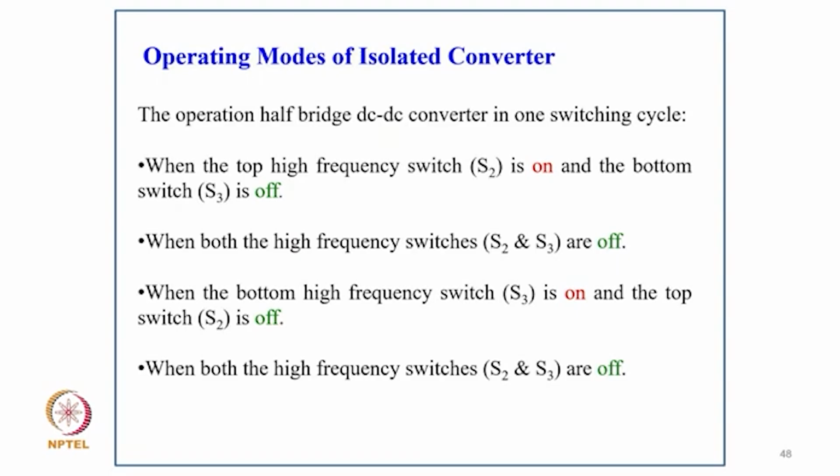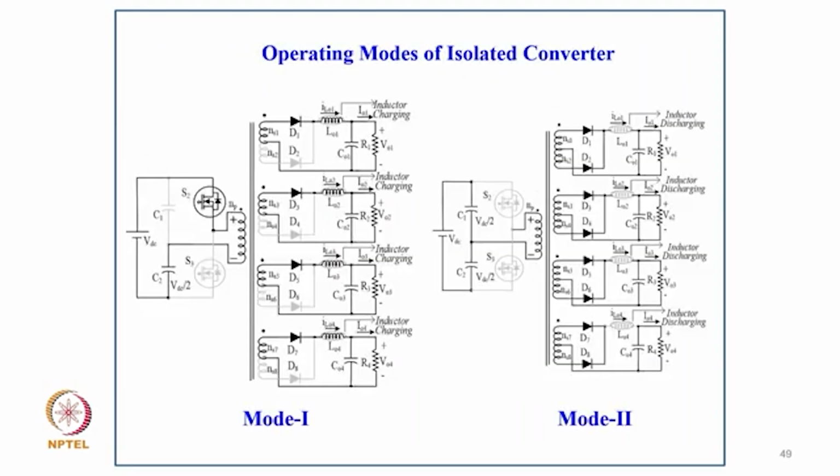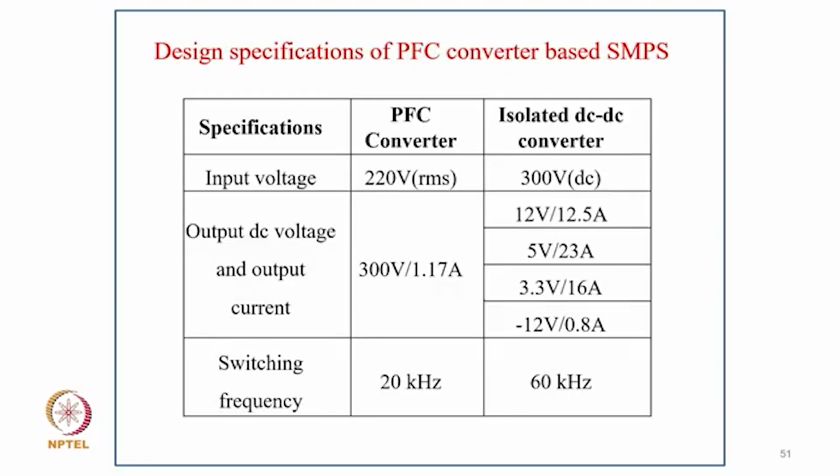Coming now to the operating modes of the isolated converter, the operation of the half bridge DC converter in one switching cycle: when the top high frequency switch is on and the bottom switch S3 is off, when both high frequency switches are off, or when the bottom high frequency switch S3 is on and the top switch is off. When both high frequency switches are off, the half bridge converter operates in this mode satisfactorily. Looking into mode 1, mode 2, mode 3 and mode 4, mode 3 is repeated in both cases.